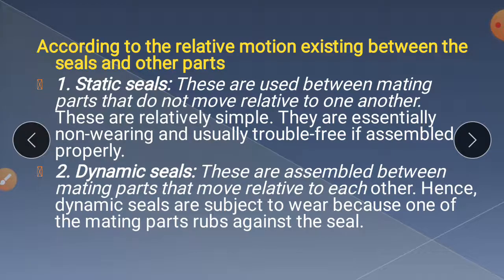Dynamic seals are used where there is a movement of parts, a relative movement. These are assembled between mating parts that move relative to each other. Hence, dynamic seals are subject to wear because one of the mating parts rubs against the seal. There is a rubbing that takes place, and hence wearing takes place in this type of seal.